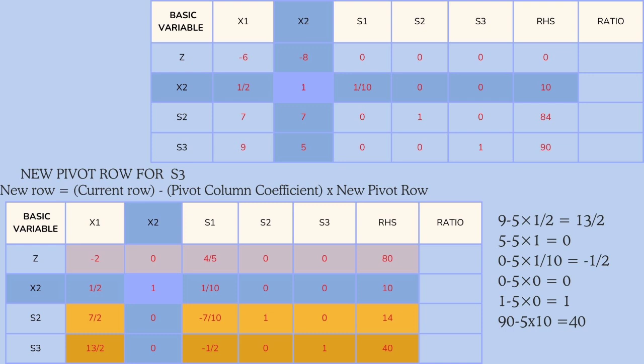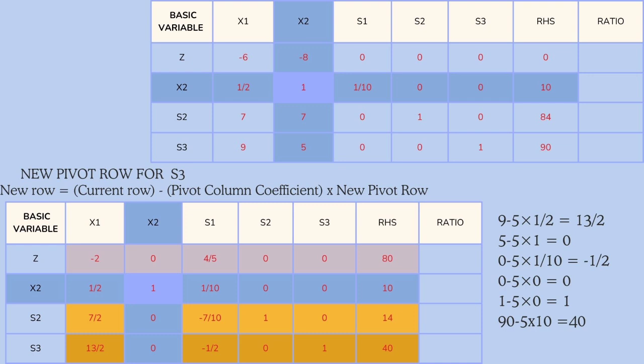So, let's start na sumagot. So, 9 minus 5 times 1 over 2 is equals to 13 over 2. Then, sa second is 0. Then, next is 0 minus 5 times 1 over 10 is equals to negative 1 half. Then, 0 minus 5 times 0 is equals to 0. 1 minus 5 times 0 is equals to 1. 90 minus 5 times 10 is equals to 40.